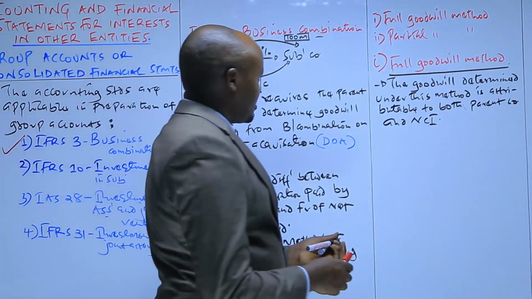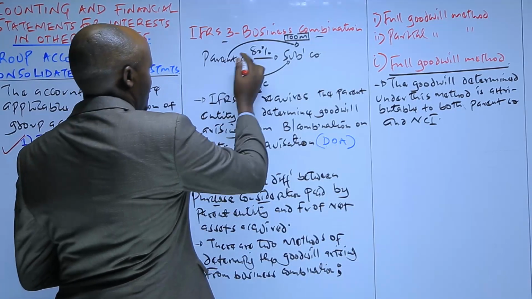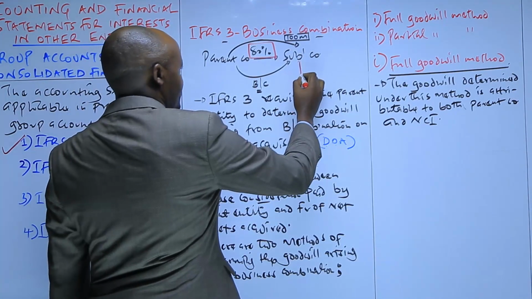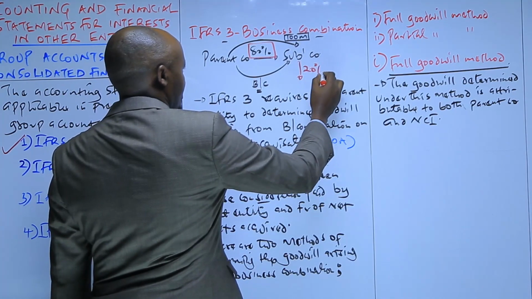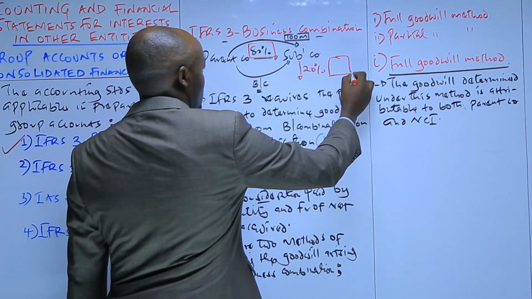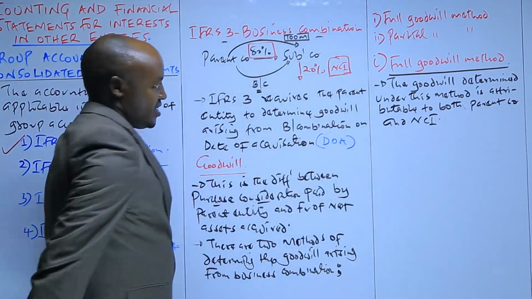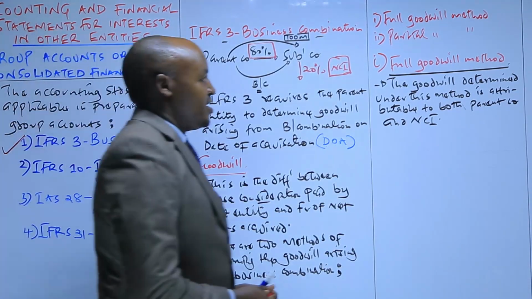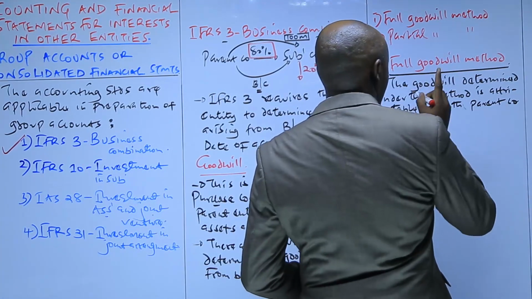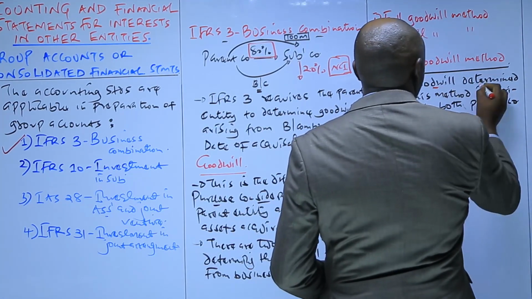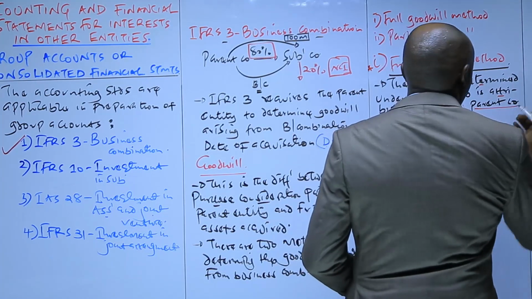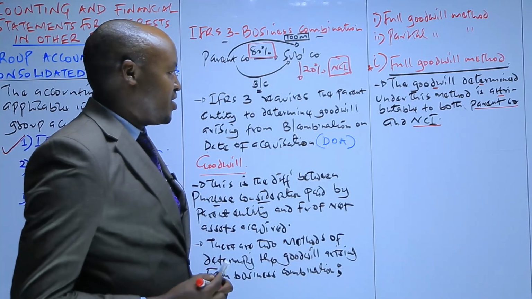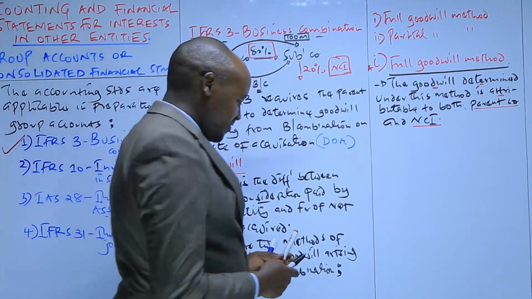Like in this case, if we are told that the parent company acquired 80% of the shares issued by the subsidiary, it means that the remaining 20% of the shares issued by this company are held by who? Minority shareholders. And the interest of the minority shareholders, we refer to as the non-controlling interest. So under the full goodwill method, the goodwill which is determined is the goodwill attributable to both the parent company and the NCI. So how do we compute this goodwill under the full goodwill method?